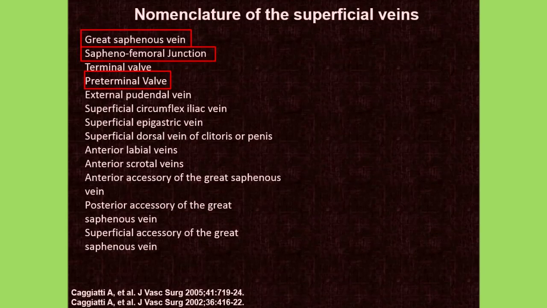The subterminal valve now becomes the preterminal valve. So there's a terminal valve and the preterminal valve. The anterior accessory of the great saphenous veins and the posterior accessory of the great saphenous veins, those have changed, so they're not just anterior accessory or posterior accessory. These occur both in the thigh and the leg, so I'll explain that a little bit later, but you need to understand that there is an anterior accessory of the great saphenous vein and posterior accessory of the great saphenous vein if these are seen within the saphenous sheath. And I'll show you that in a little while.